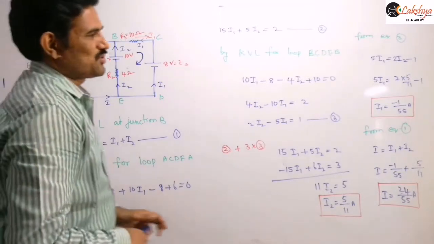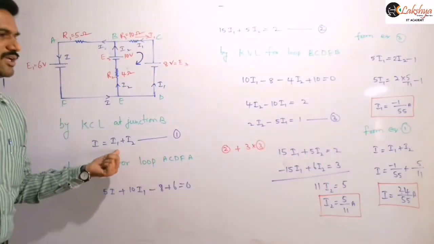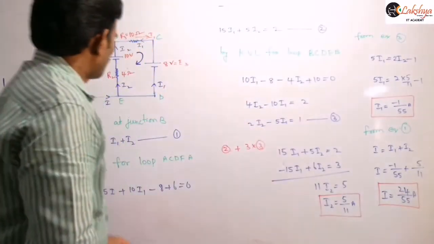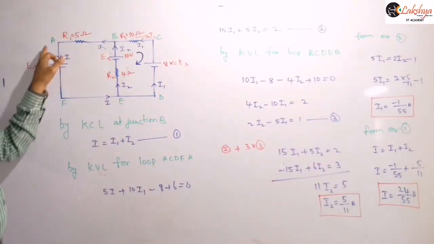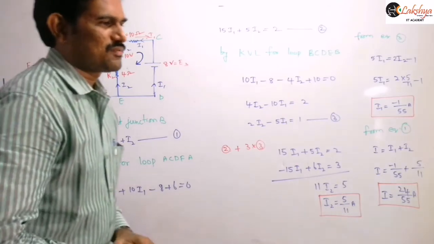And just by substituting these two values, I1 and I2, in our equation, you can calculate the I value. And here again we are getting a positive value for I, and a positive value means the I value is correct. That means the direction of I is correct only. So that is just an application of the Kirchhoff law here.